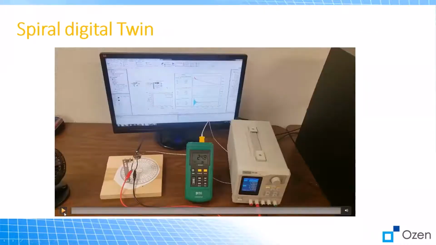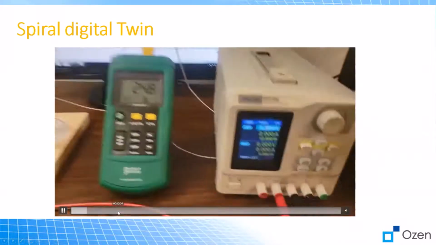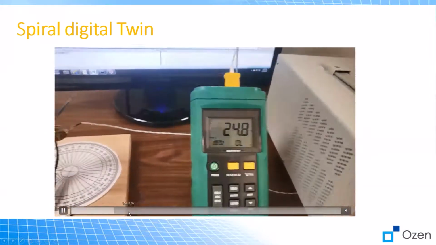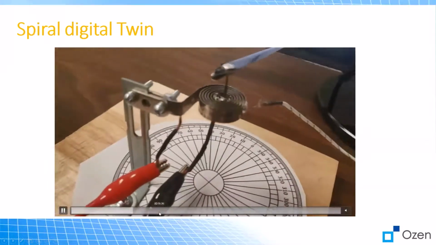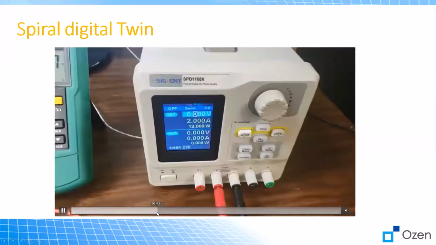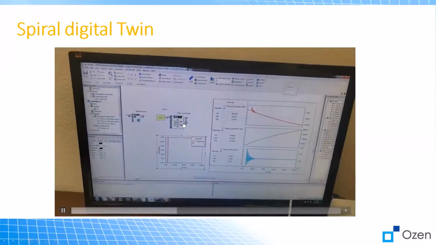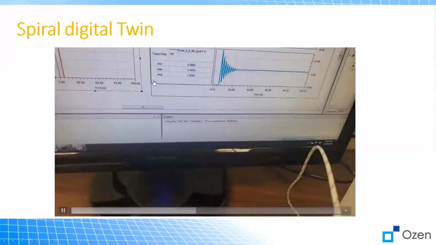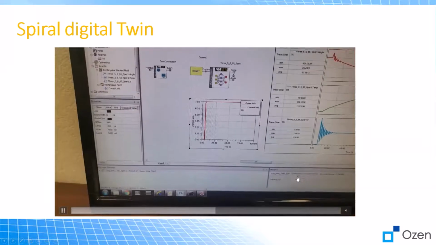So let me show you a quick video of the model. Here is the power supply. It provides the current. This is the thermocouple. This is the physical model, the bimetallic spiral. And this is Twin Builder. Here's the ROM, and here are the different outputs and inputs. Once we initialize the twin model, things start to work.